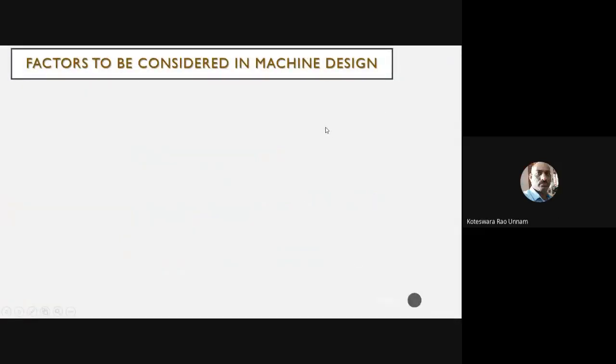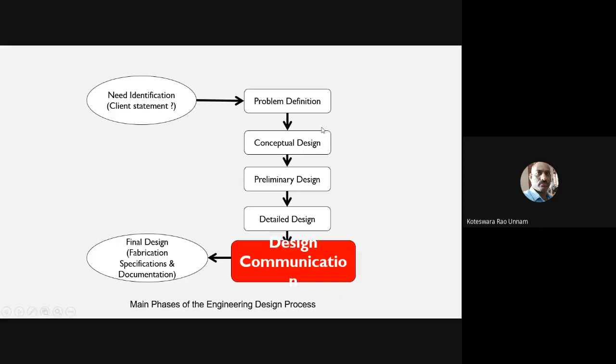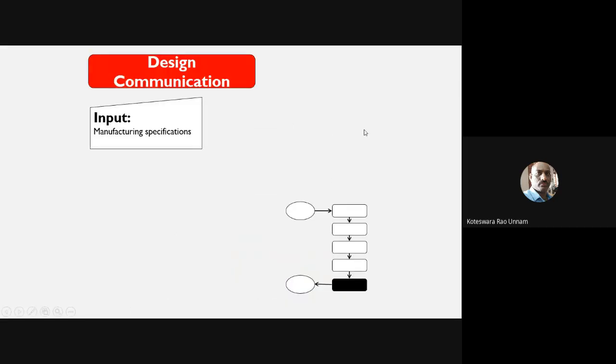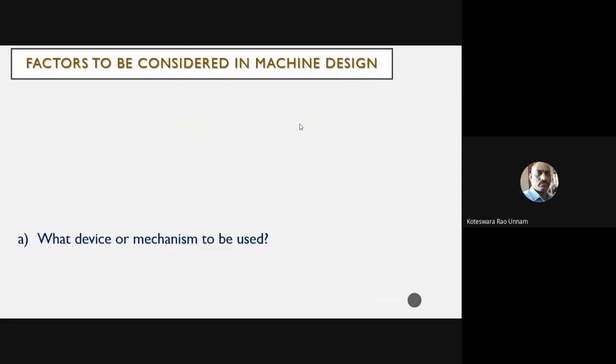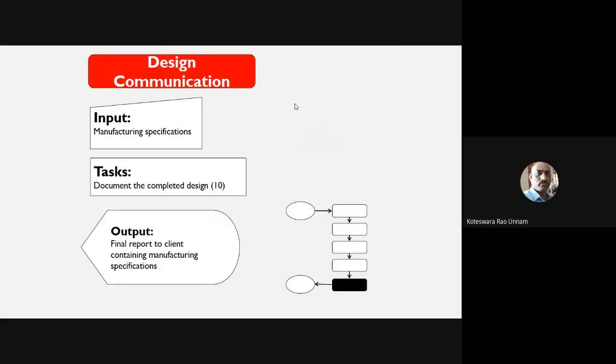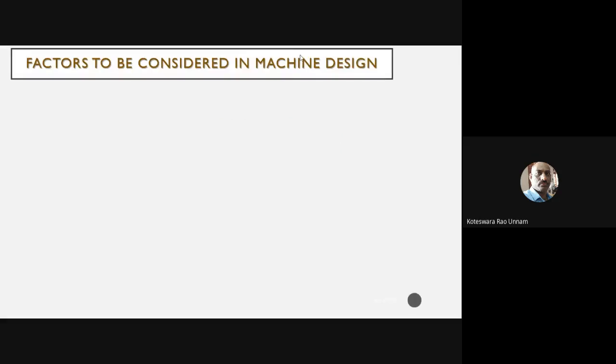Okay, right. So in the previous classes, first we have seen the definition of machine design. After that, we discussed the classification of machine design. Then we discussed what the various phases of a design process are. Now in today's class, we'll see what the various factors are.